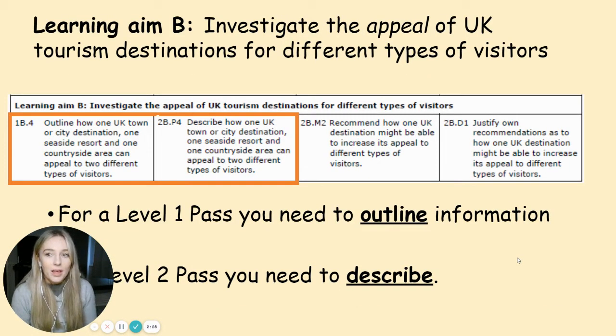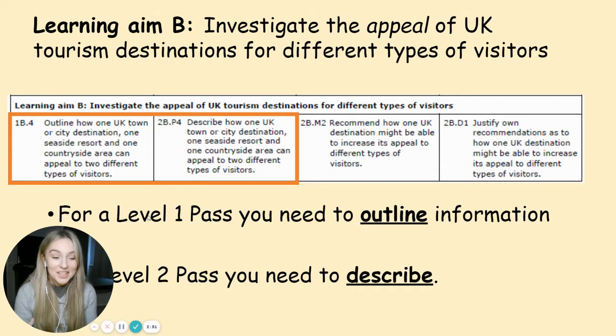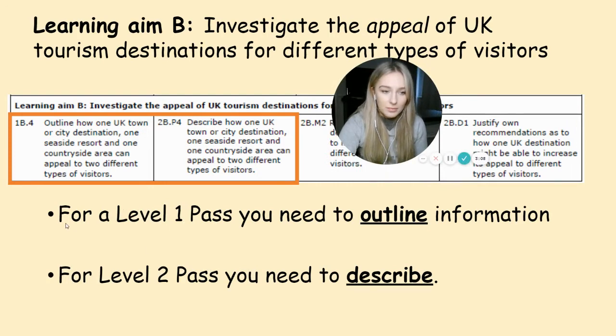So I have here the information and the instructions from the specification. In that yellow box, I have outlined what we have to do. So I'm going to bring you to the P4 one. It says, describe how one UK town or city destination, one seaside resort, one countryside area can appeal to 2 different types of visitors. So you're going to look at a city destination, a seaside resort, and a countryside area, and you're going to look at 2 different kinds of visitors, and you're going to research those 3 locations and how they appeal to those types of visitors.